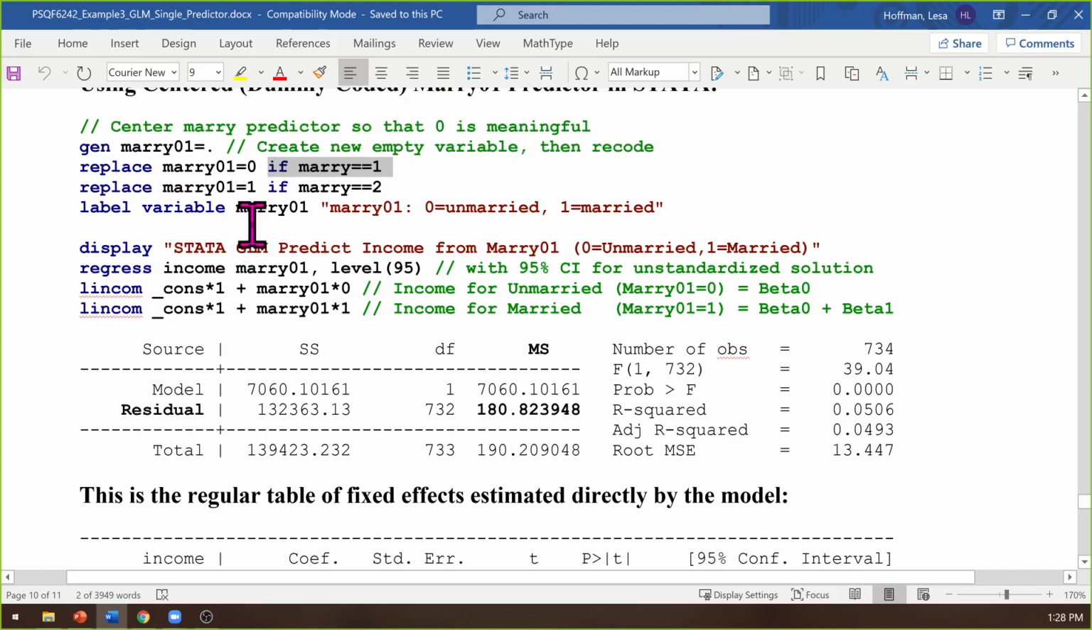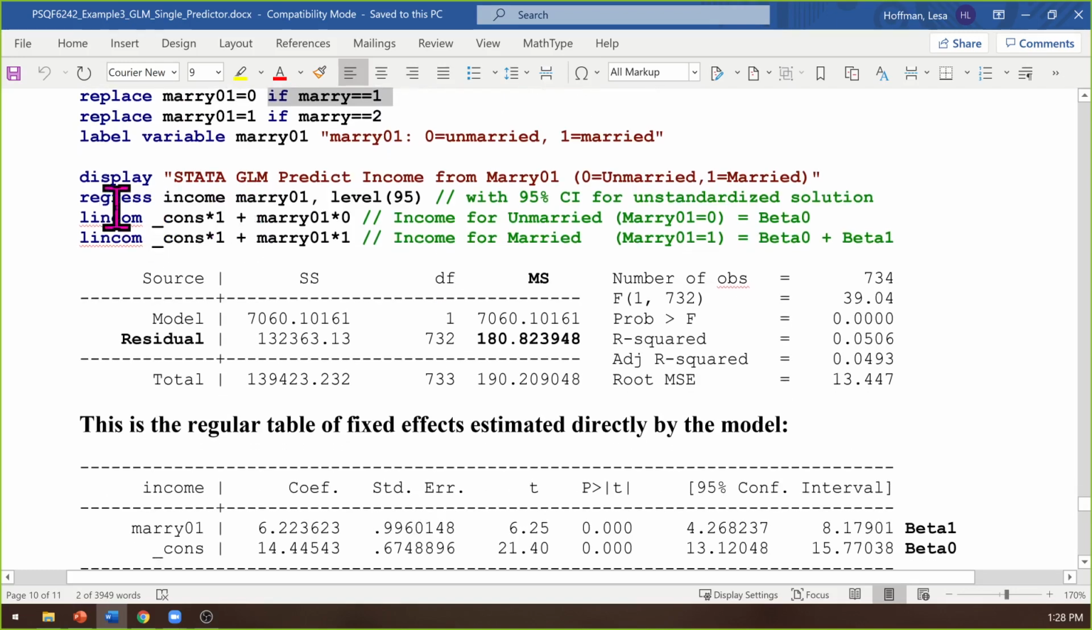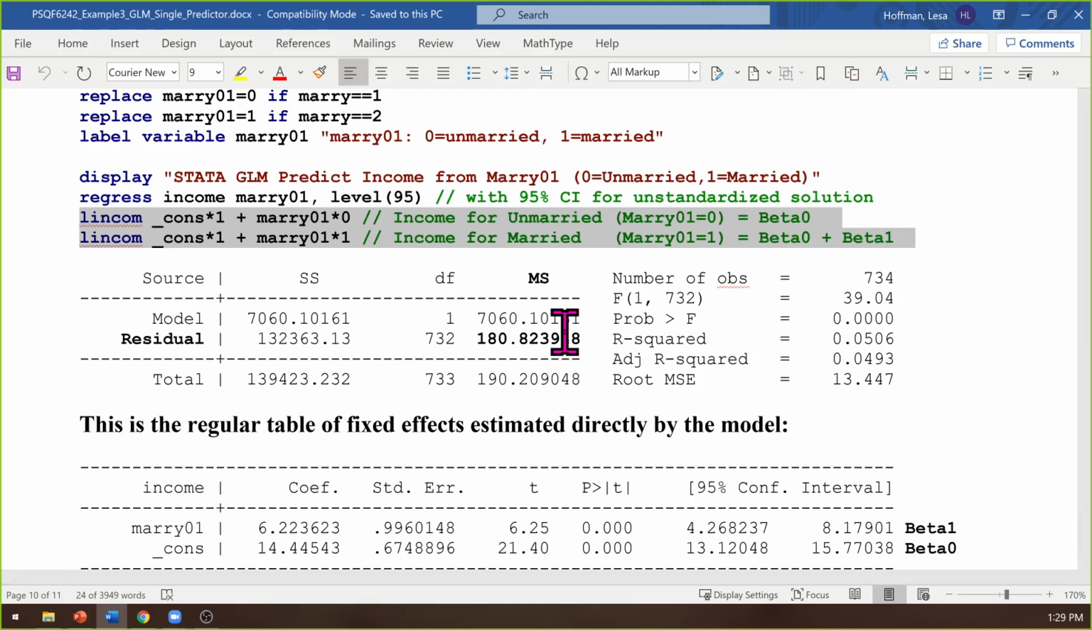So since we're here, we'll stay with Stata and then go back to SAS for a moment. So regress, the outcome variable comes first, the new predictor variable comes second, the comma denotes options for what gets printed, so I'm asking for 95% confidence intervals, and then my two lincoms. So the model already gives me the predicted outcome variable for the 0 group, so the first one is technically redundant but included here for pedagogical reasons.